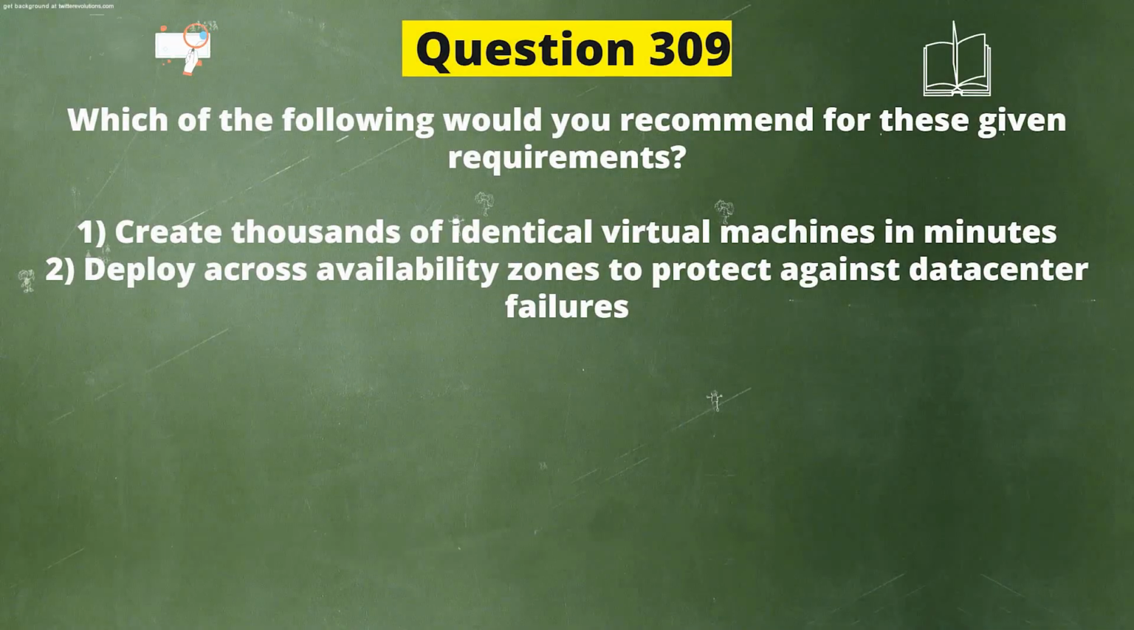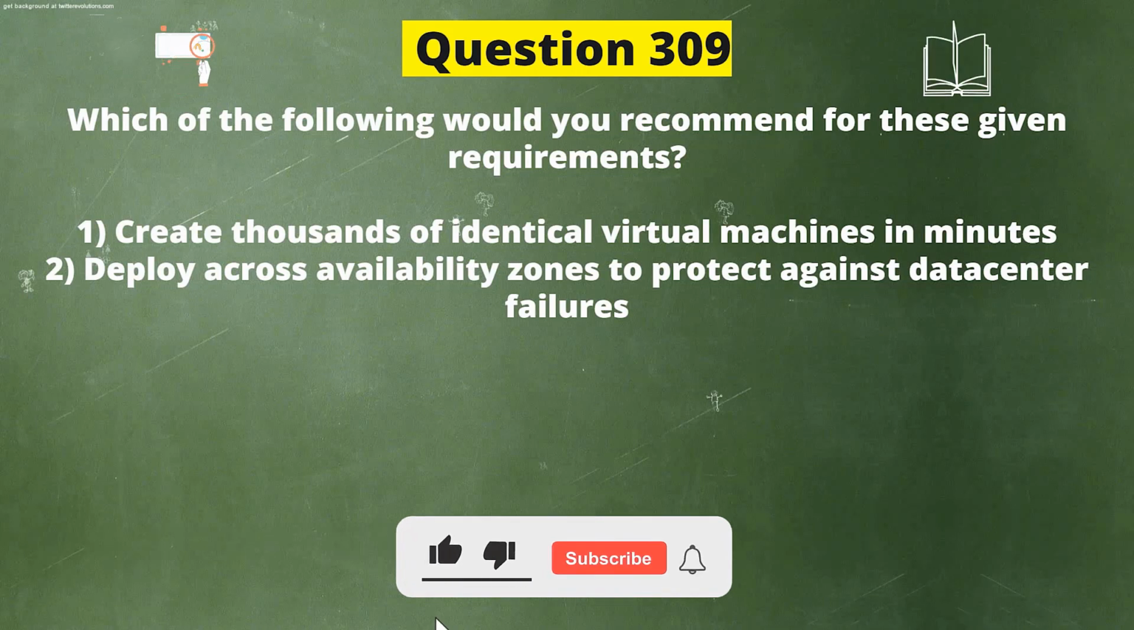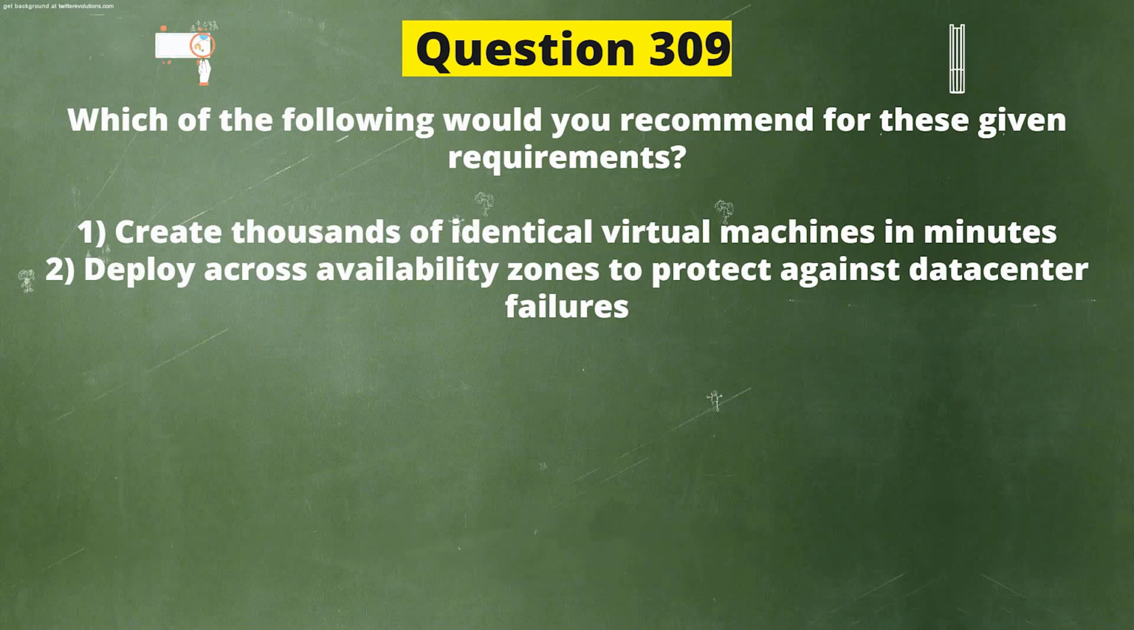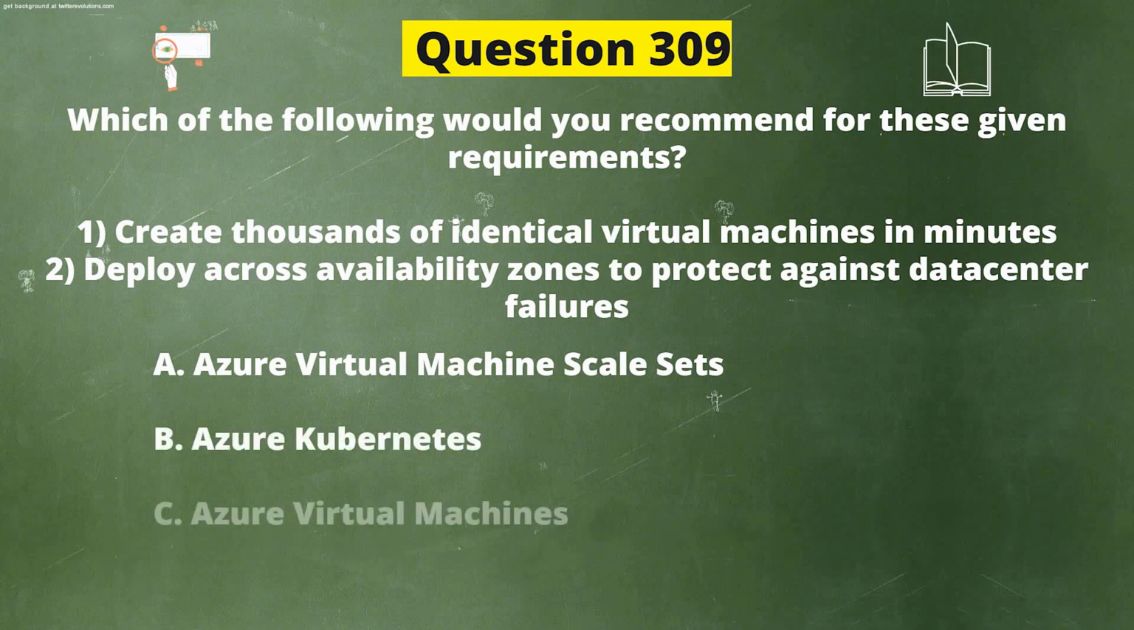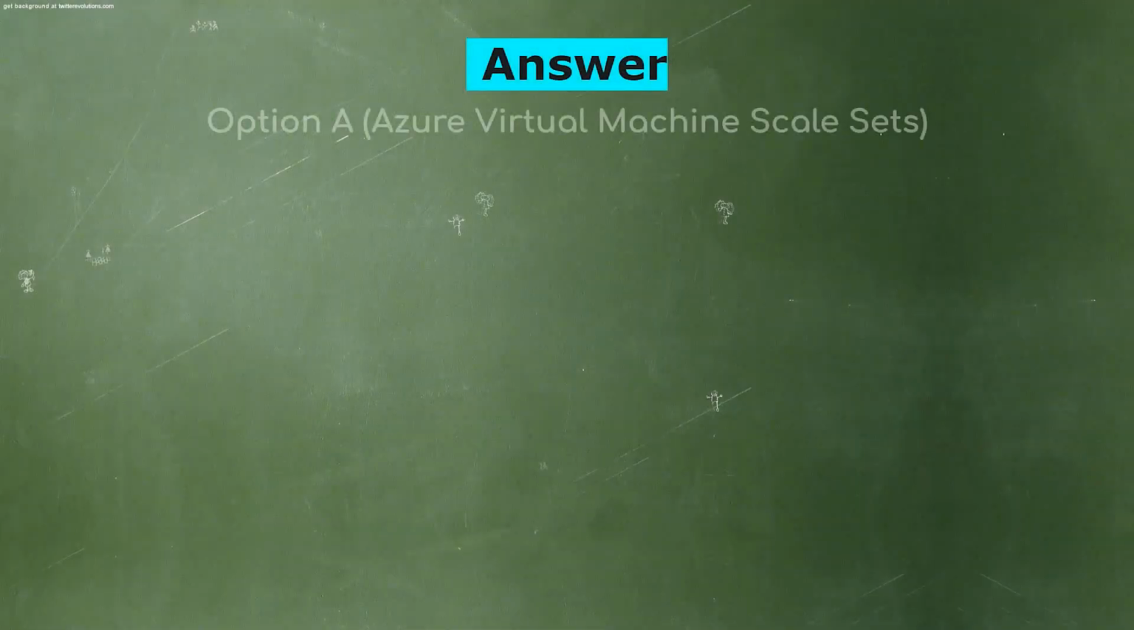Next question. Which of the following would you recommend for these given requirements? Number 1. Create thousands of identical virtual machines in minutes. Number 2. Deploy across availability zones to protect against data center failures. And the options are A. Azure Virtual Machine Scale Sets, B. Azure Kubernetes, C. Azure Virtual Machines, D. Azure Blueprints. And the correct answer is option A. Azure Virtual Machine Scale Sets.